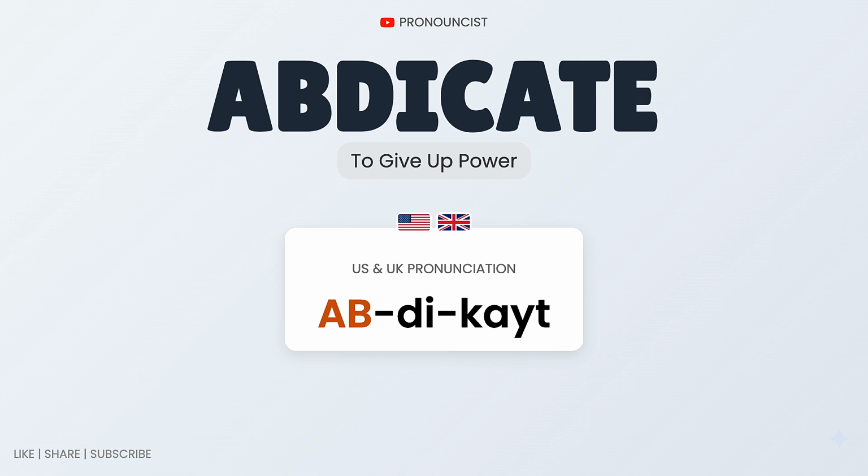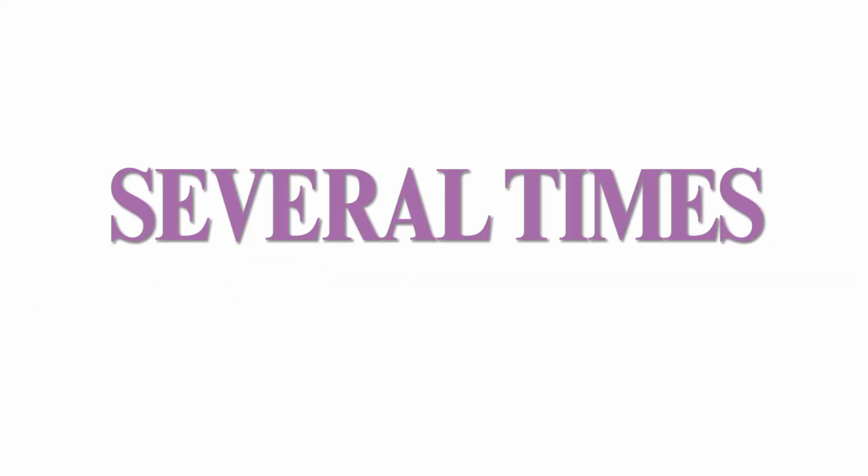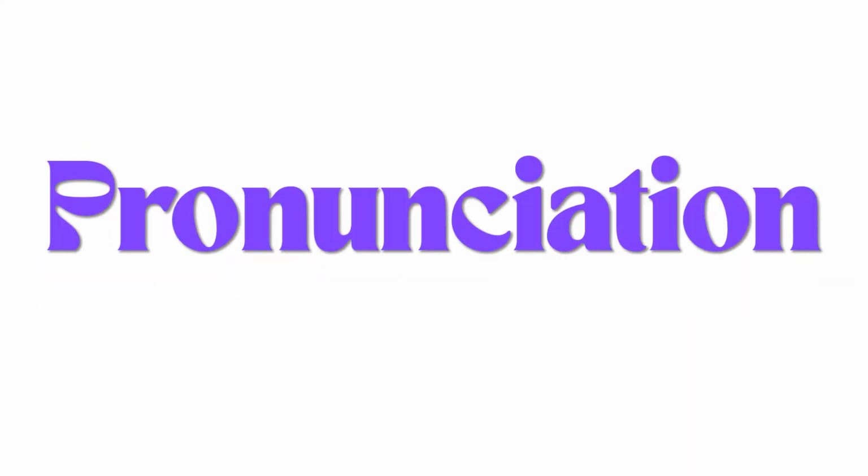Ab. D. Cate. Abdicate. Practice repeatedly and you'll soon be able to say this word perfectly. The best way to practice is to repeat the syllable multiple times. The meaning of the word is to give up power. Try repeating this word several times to improve your pronunciation.